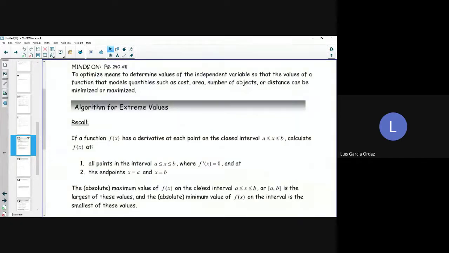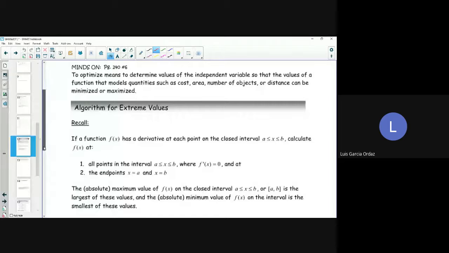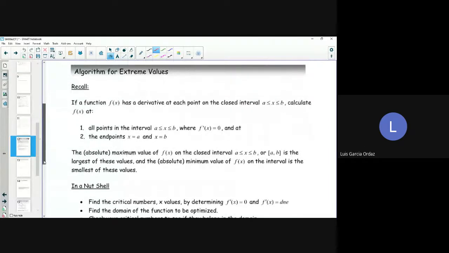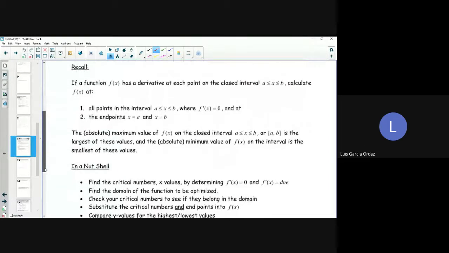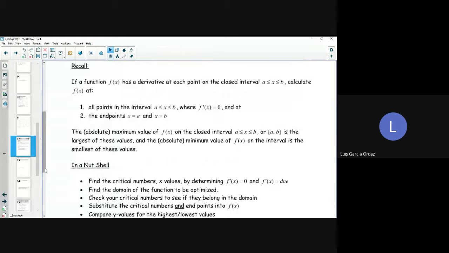Don't worry. To optimize means to determine the values of the independent variables so that the values of a function that model quantities such as cost, area, number of objects, or distance can be minimized or maximized. So these are the rules to follow. Just like curve sketching, there are rules to follow when it comes to finding the maximum or minimums of a natural log.